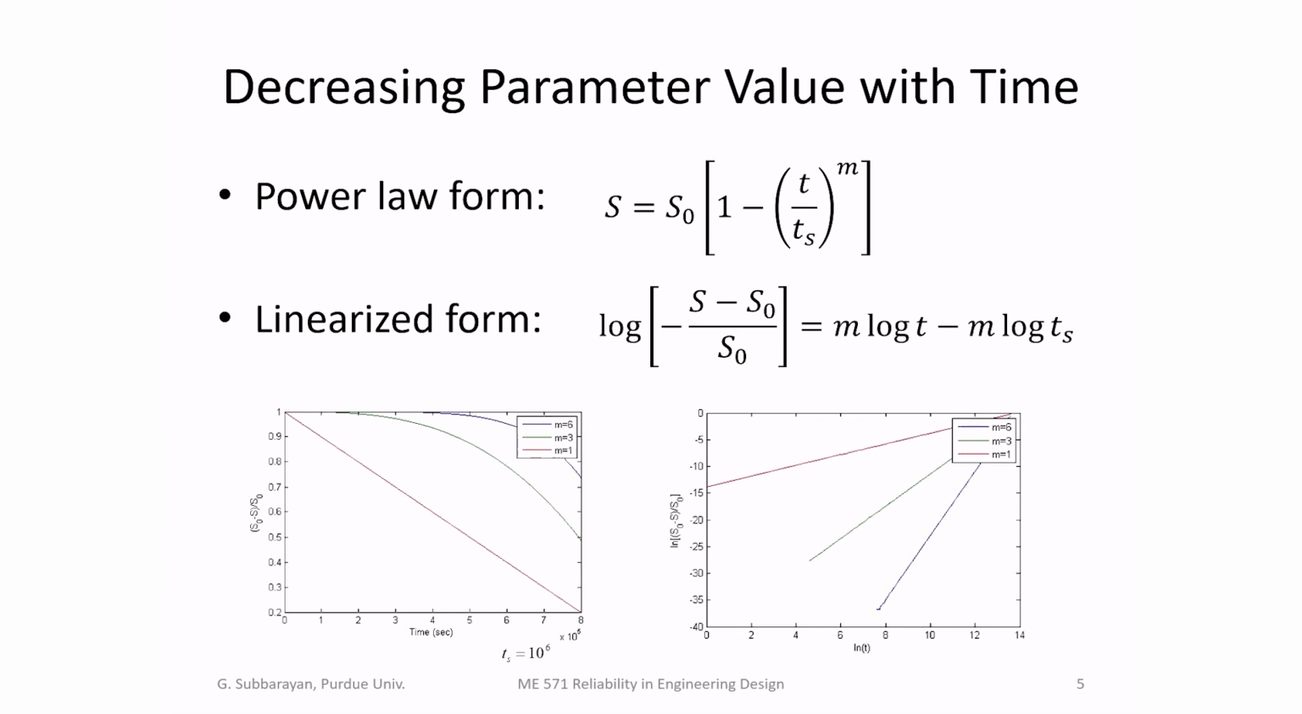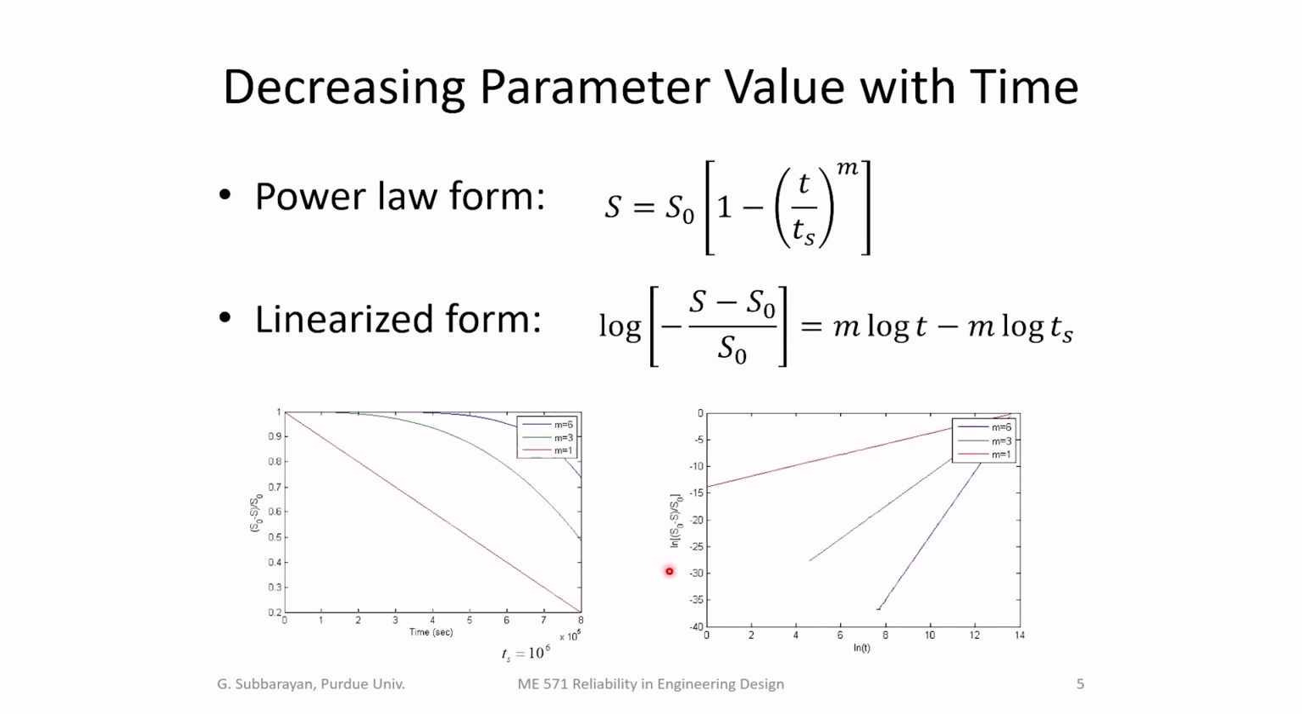So let's consider a decreasing parameter with time, the form that you would have. That's the power law form. That is the linearized version. And you can see the plot of S naught minus S over S naught as a function of time. And you can see how the parameter is decreasing with time. And you can see what happens when you have different M values. Okay, so this is M equals 1. This is a larger M value, M value of 3. And this curve corresponds to M value of 6.